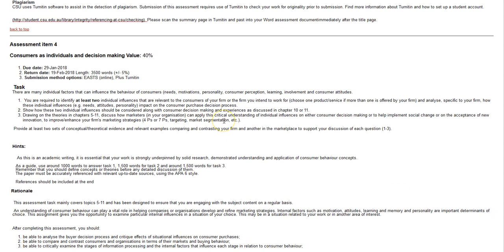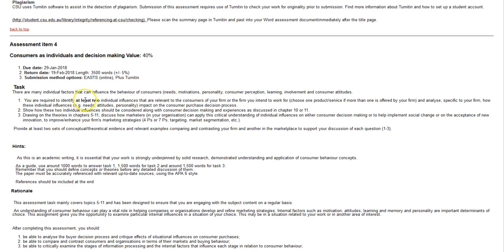The final assessment is worth 40%. It's due on the 29th of January. It's 3,500 words plus or minus 5%, and the submission method is East Online plus Turnitin, or Turnitin first to check the similarity rating, and then through East Online. The task is to look at the individual factors which influence decision making of consumer needs. So looking at needs, motivations, personality, consumer perception, learning, involvement, etc.